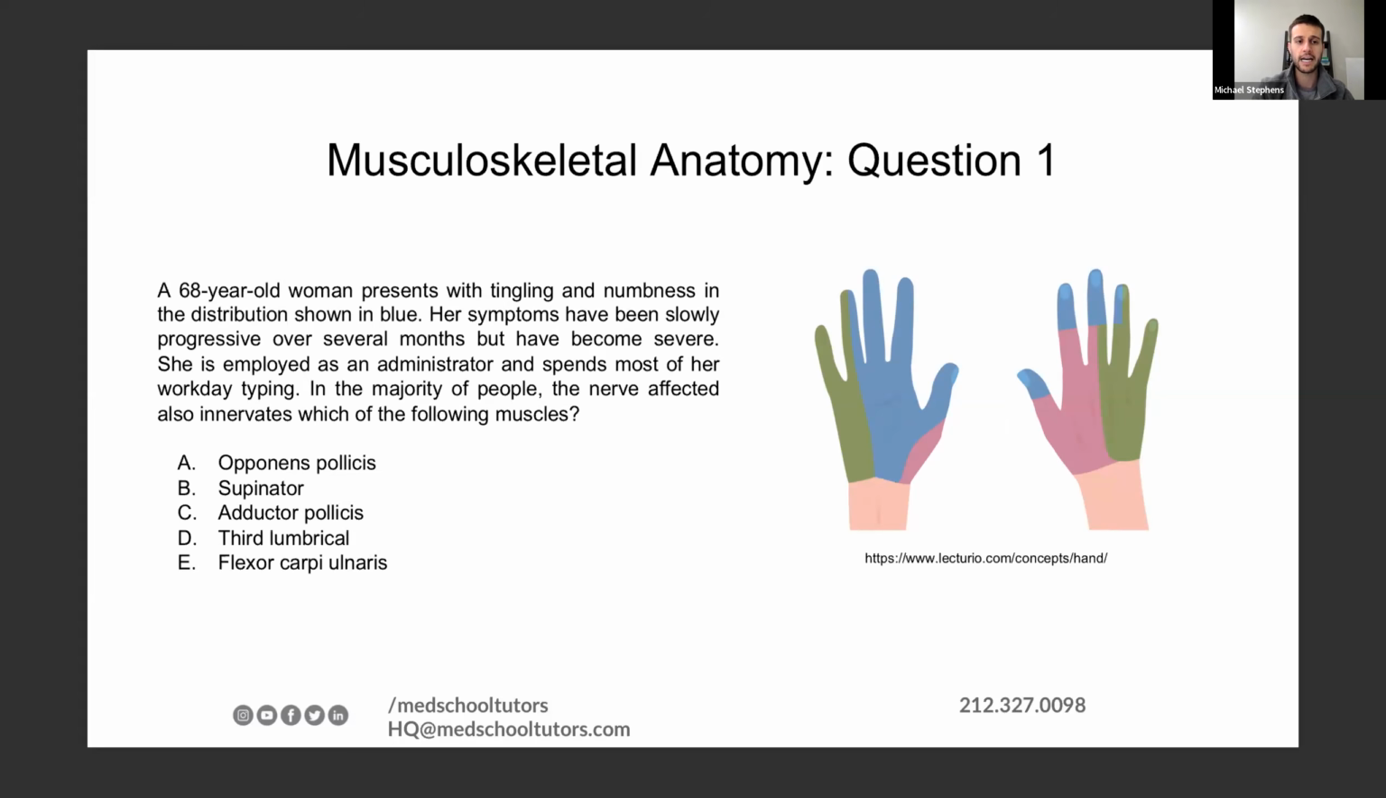So in the majority of people, the nerve affected also innervates which of the following muscles. Okay, so we have to figure out what the nerve is, and then we have to know what it innervates. Okay, so if a 68-year-old woman presents with tingling and numbness in the distribution shown in blue. Okay, and I'll tell you that this is a little bit of an artifact on the exam. They're not going to make you discriminate different colors.